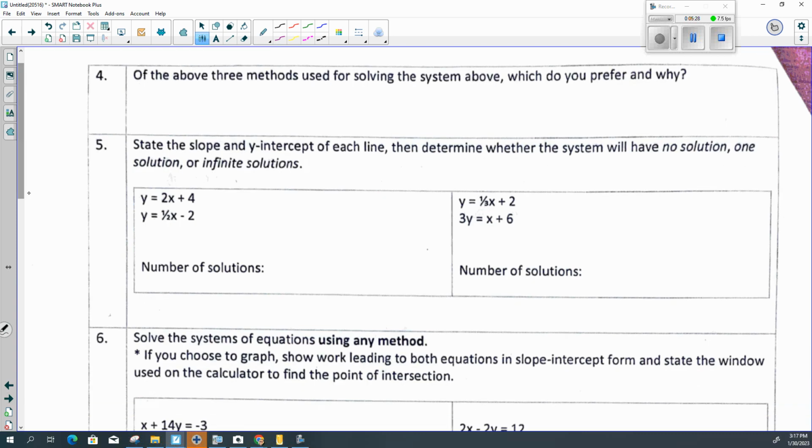Which one do you prefer and why? As long as you pick one, your three options are graphing, substitution, and elimination. And then explain to me why you like it the best. Those are easy points.